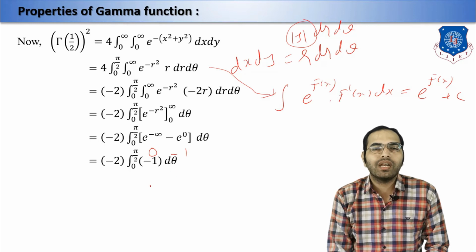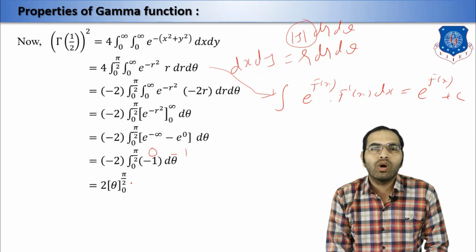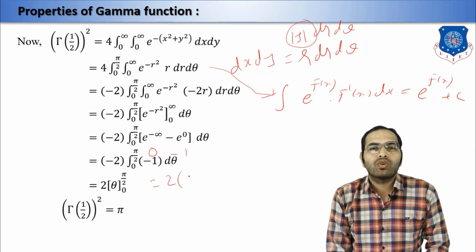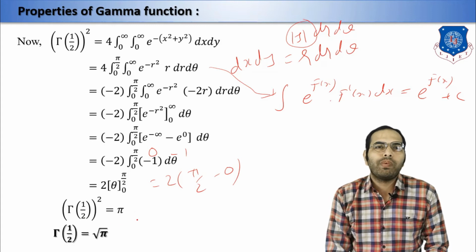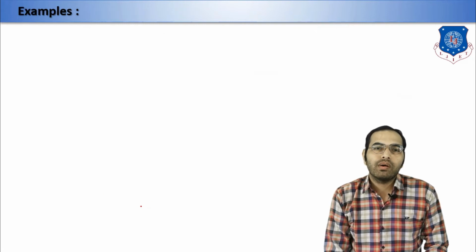Then the integral of d theta is theta, so 2 theta, where theta varies from 0 to pi by 2. Upper limit minus lower limit means 2 into pi by 2 minus 0. Here the 2 will cancel out, then gamma 1/2 whole square equals pi. Taking the square root of that will give you root pi, which exactly proves our fourth property.